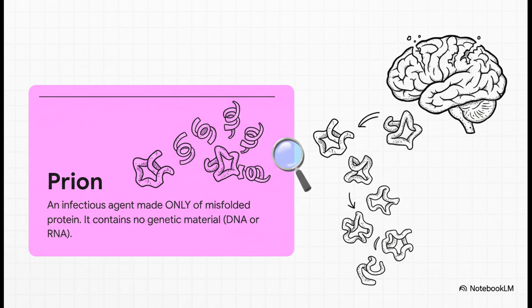This is not a virus. It's simply a protein that has folded into the wrong shape. That's it. But here's the terrifying part. This misfolded protein is infectious. When it bumps into a normal, correctly folded version of itself, it forces that normal protein to misfold too, setting off this devastating cascade that literally destroys brain tissue.